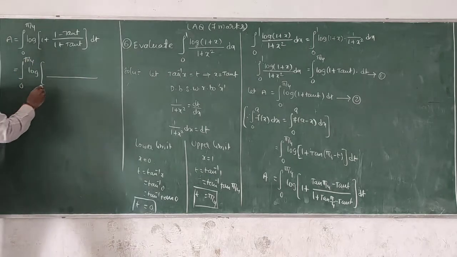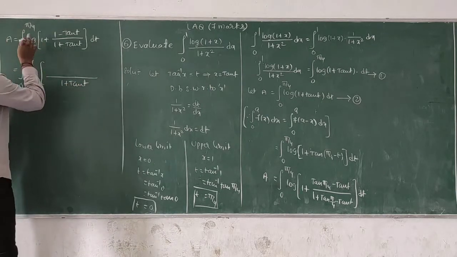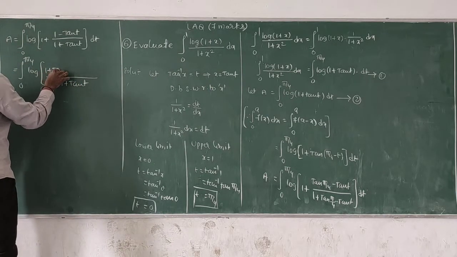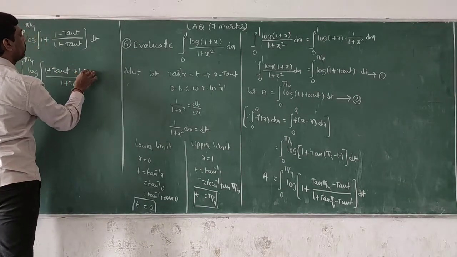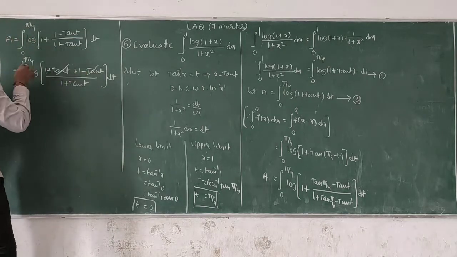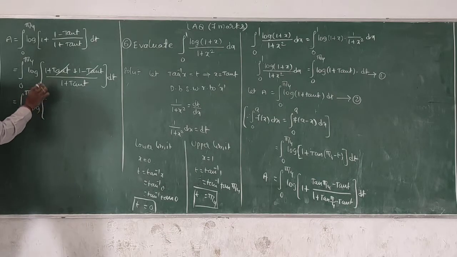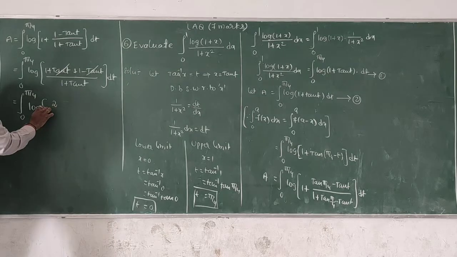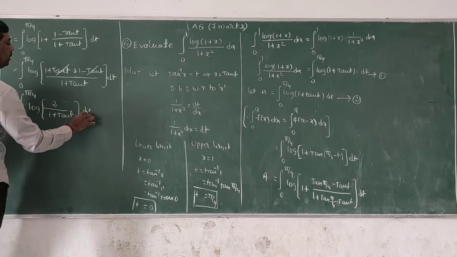What is the LCM here? 1 plus tan t is the LCM. Okay. 1 plus tan t plus 1 minus tan t into dt. Minus tan t plus tan t cancel. Integration 0 to pi by 4 log of 1 plus 1, 2 by 1 plus tan t into dt.